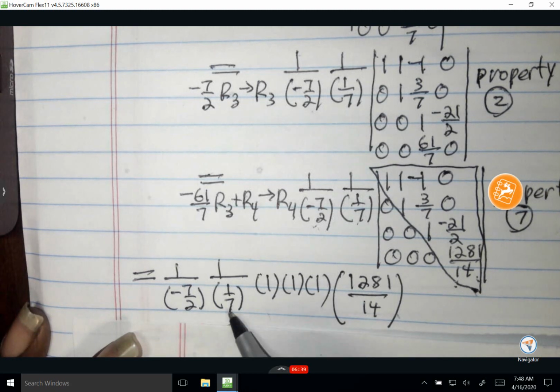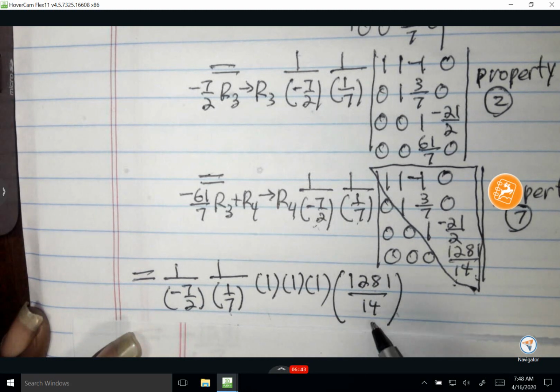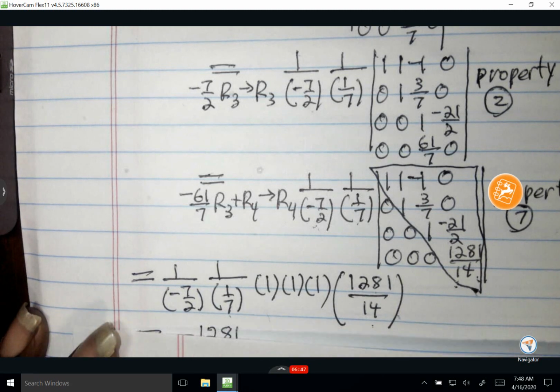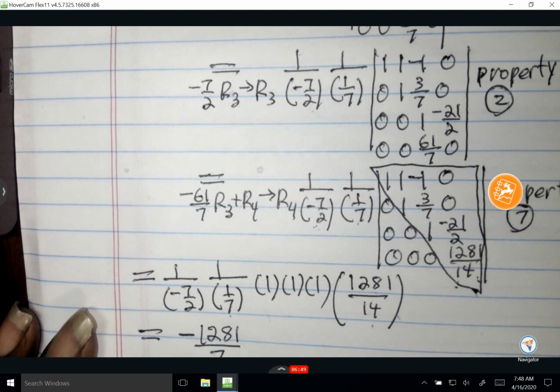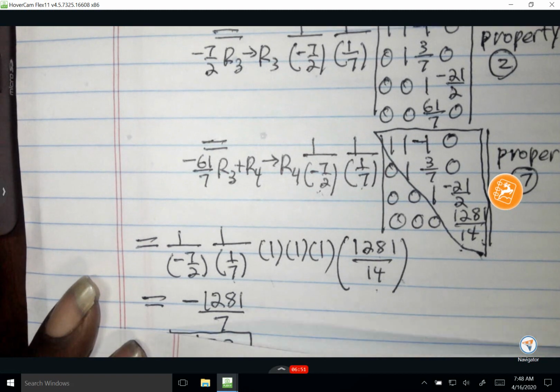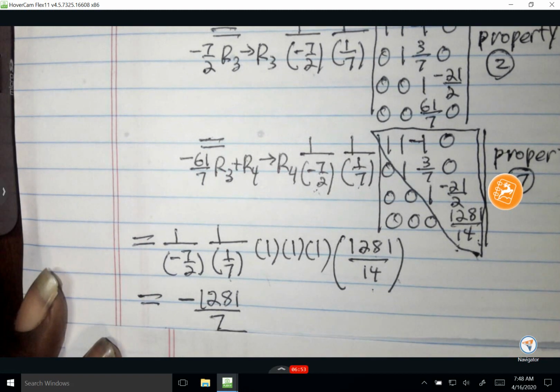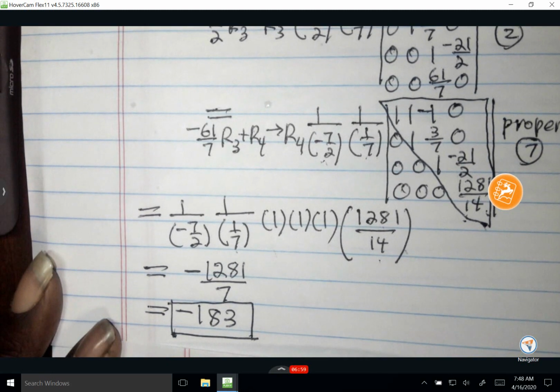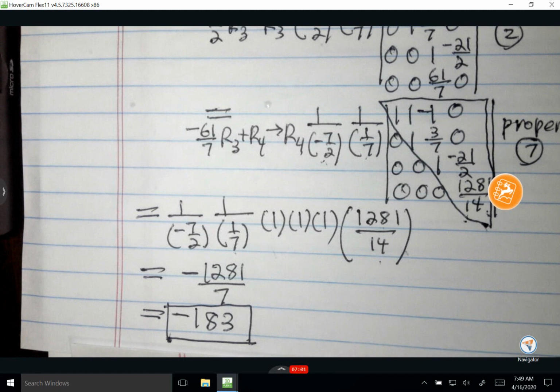Here the 7's cancel, the 2 flips and hits this, but then it's in the top with the 14 and makes a 7 along with a minus. So you end up with this. And then finally divide 7 into it and you end up with that. Capiche?